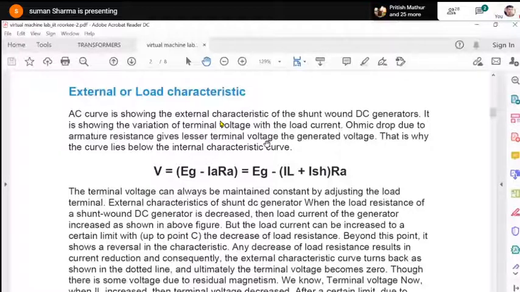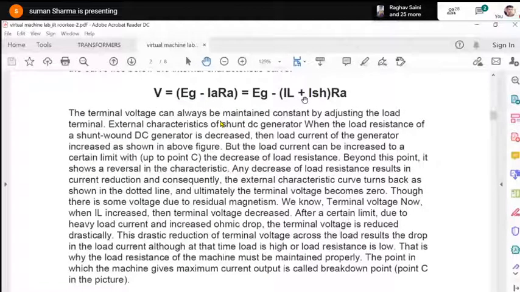So we can plot this IL and V. As you can see, it is of negative sign, so there will be a drop, or negative slope. The terminal voltage is maintained constant by adjusting the load terminal. The external characteristic is obtained when the load resistance is decreased.